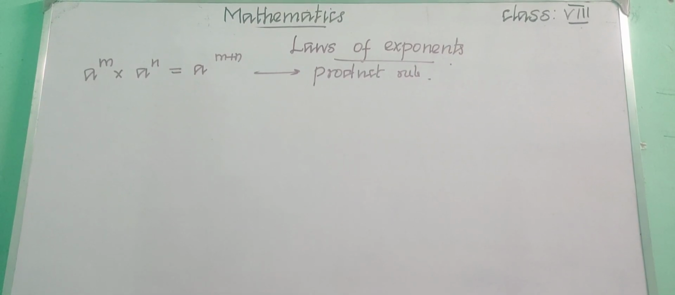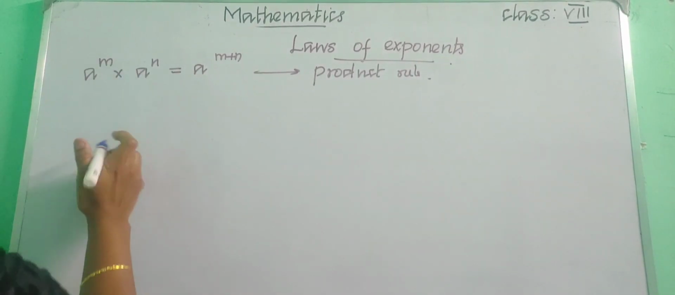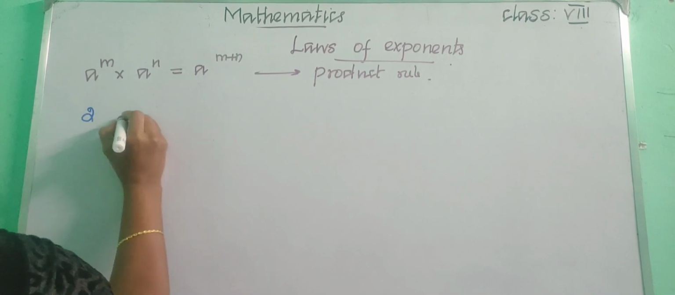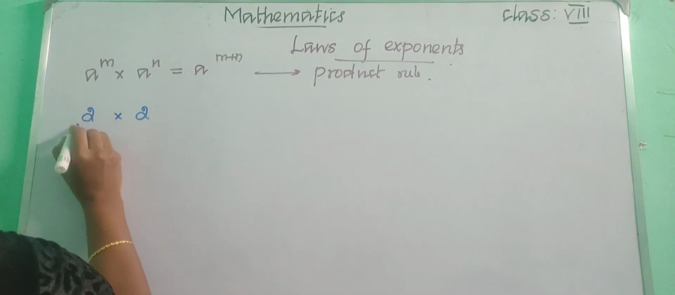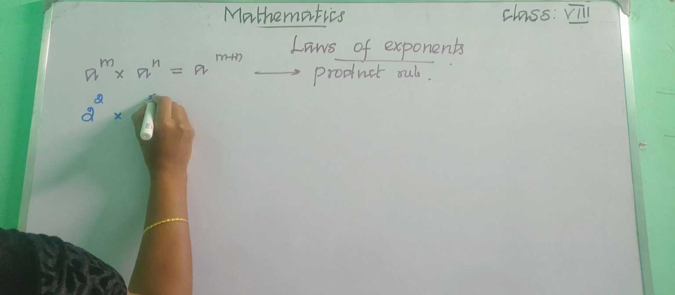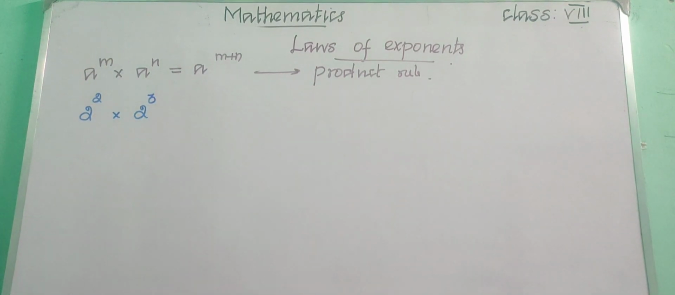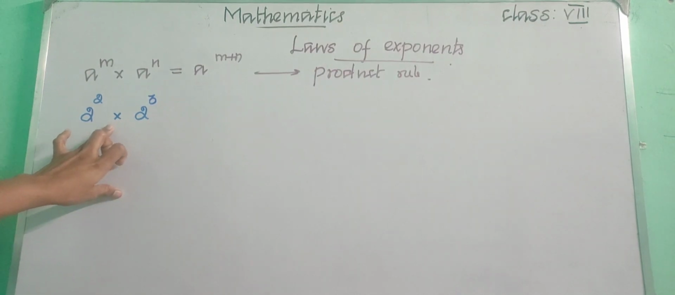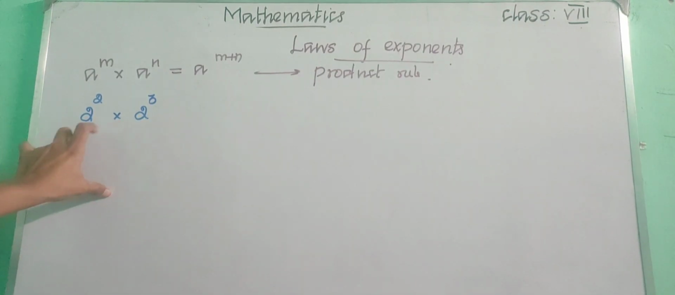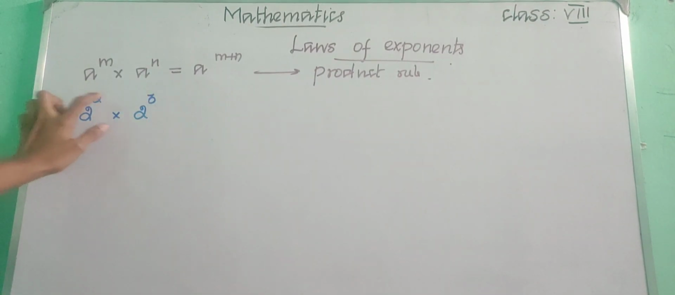See, if you are having the a as 2, and here also 2, so 2 power 2 and 2 power 3, so what will you get as the answer? Here it is 2 power 2 and 2 power 3, product symbol is here, and also same base, and the powers are different, here 2, here 3, so what we can do? We need to put the same base and we need to add the powers, right?